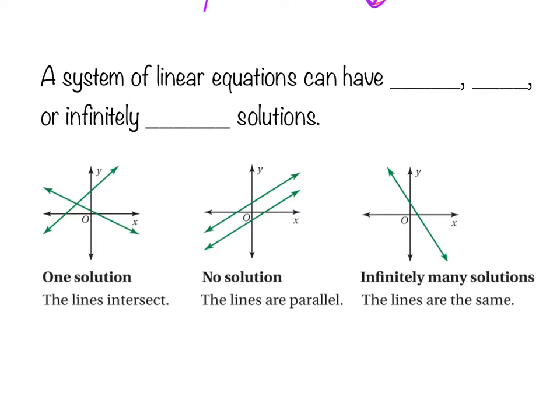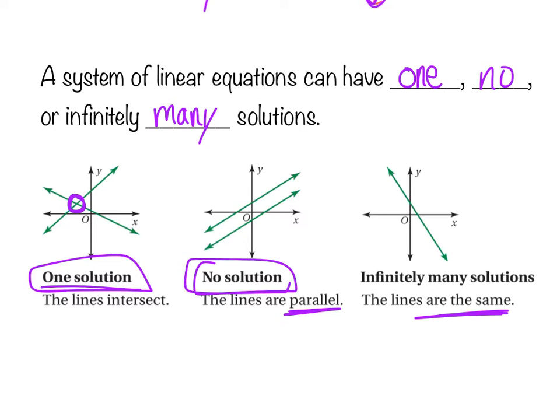So a system of linear equations can have one solution. That's normal, right? They only intersect at one spot. So right there, that would be our answer. It can have no solution, which means you have two parallel lines that don't intersect, or infinitely many solutions, meaning it's the same exact line, the lines are the same. So those are our three types of answers: one solution, no solution, or infinitely many solutions.